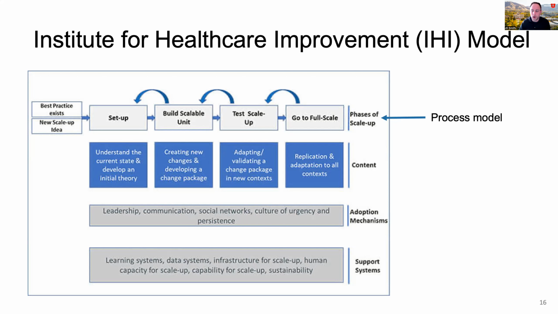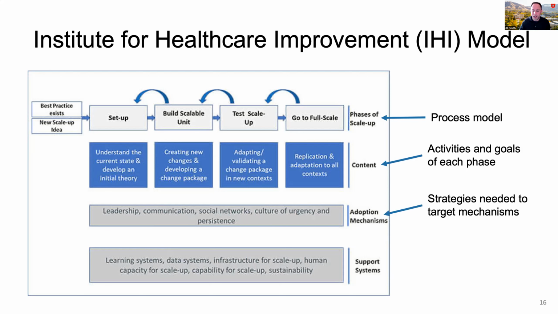So in implementation research terminology, we might say that this is really our process model. This is what we do in the research process to go through these different steps. The content that's involved at each step is really the activities and goals of each phase, so what you're trying to accomplish. These adoption mechanisms that are talked about in the IHI model, which involve things like communication, leadership engagement, evaluating and potentially improving social networks, et cetera. These are starting to get into the actual implementation strategies that are needed to target the hypothesized mechanisms. And then these support systems are really contextual determinants as well as resources and infrastructure that can really help us go to full scale.